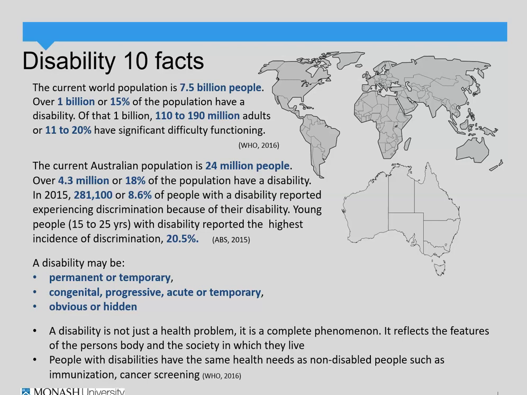But they also need to access things like immunisation and cancer screening. And the World Health Organization statistics in 2016 stated that that's something that we're actually not very good at doing. We focus on the health needs of a person with a disability around their disability, and we often then forget things like immunisation and cancer screening also need to be accessed by those people because they have the same needs with regards to that general healthcare.